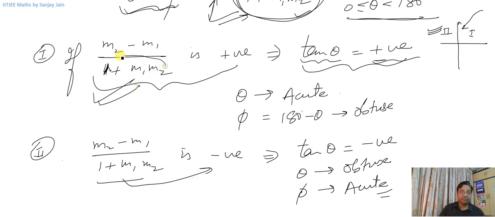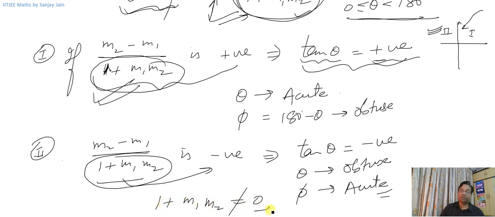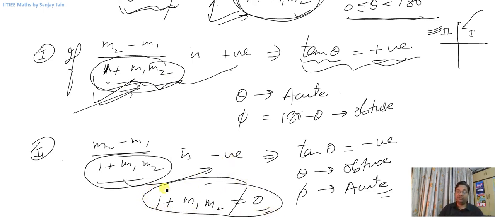Now I am writing 1 plus m1 m2 in the denominator, so I should mention that 1 plus m1 m2 is not equal to 0, because if this is 0, then this will not be defined. But I did not care to write this because I explained in the very beginning that we are not talking about two lines which are perpendicular to each other. 1 plus m1 m2 will only be 0 if the lines are perpendicular, because in that case m1 into m2 will be negative 1. Slopes will be negative reciprocals of each other, right? So this was about this.